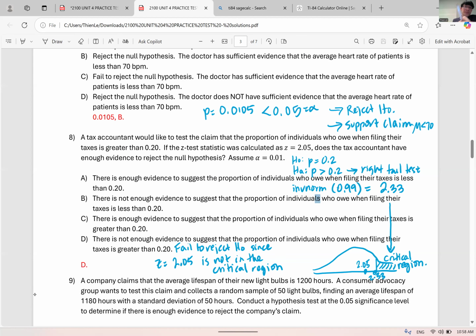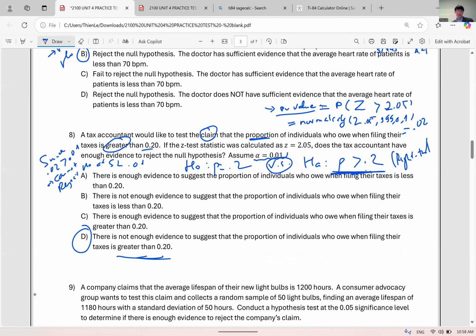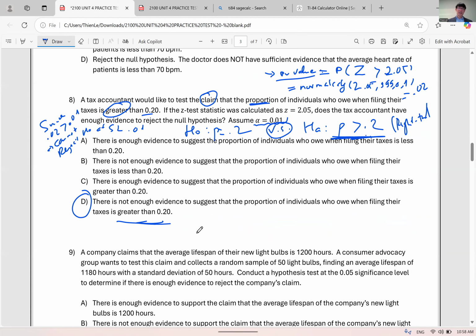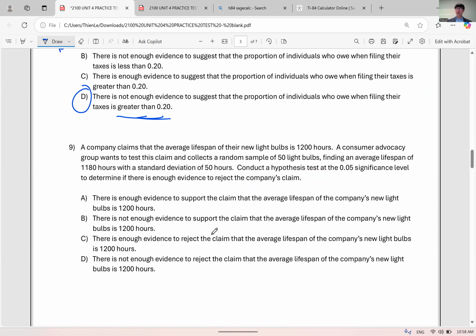Same conclusion. It doesn't matter what method, but in practice, people often prefer the p-value method because it not only gives you the decision, but it can also tell you in some sense how strong the evidence you have is to support your alternative.